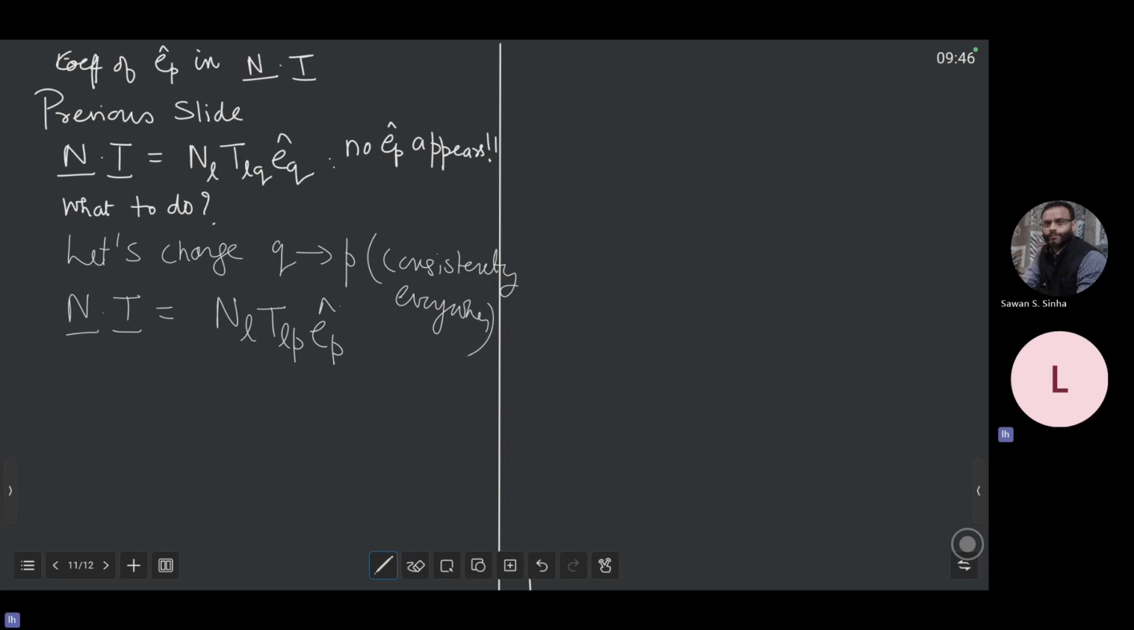Right? Now I have EP. Now what is the coefficient of EP? NL TLP. So I'm moving closer to comparing the coefficient of EP on this side and the coefficient of EP on the other side. But there is still a problem.